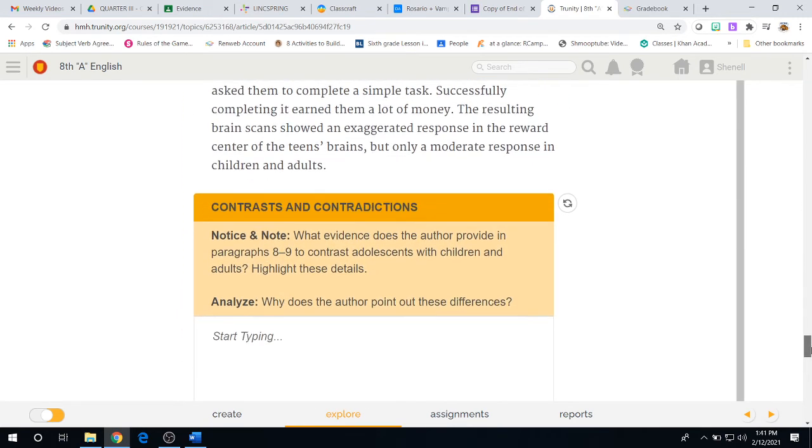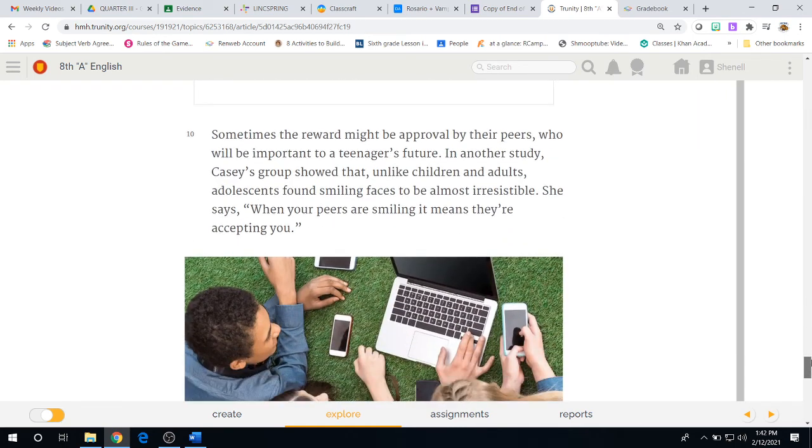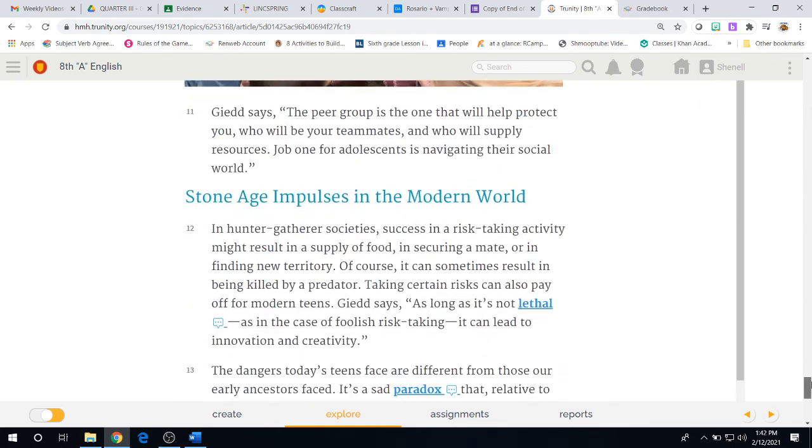Continue reading, and then you come to the contrast and contradiction. Notice and note, what evidence does the author provide in paragraph 8 to contrast adolescents with children and adults? Highlight these details. Once you have those details, you come back to the platform and type in the answer to this analyze question. Why does the author point out these differences? What is the purpose of pointing out these differences? Then we come to the end of our reading.